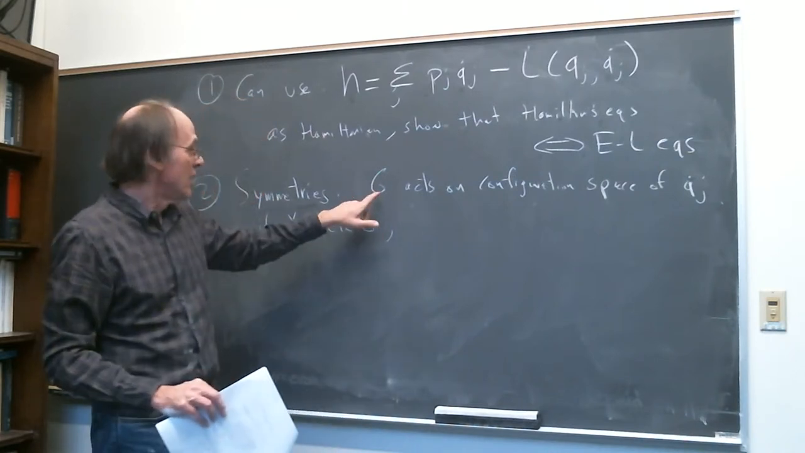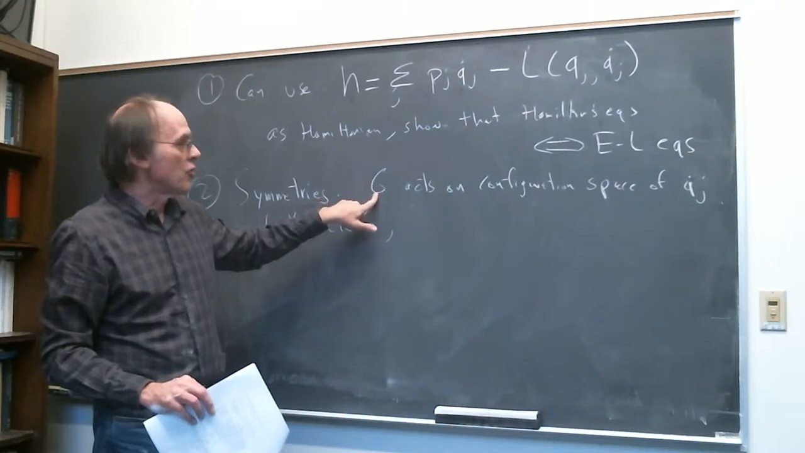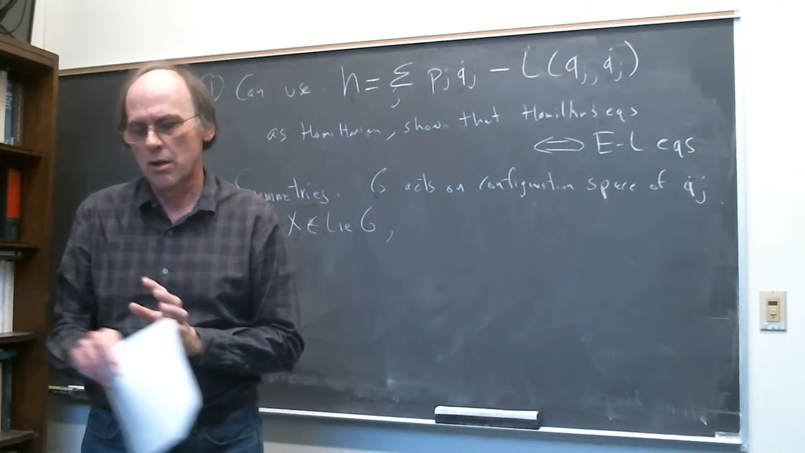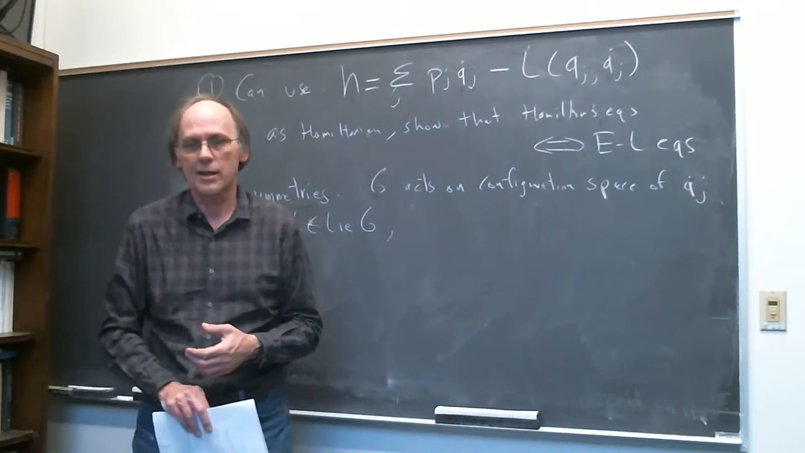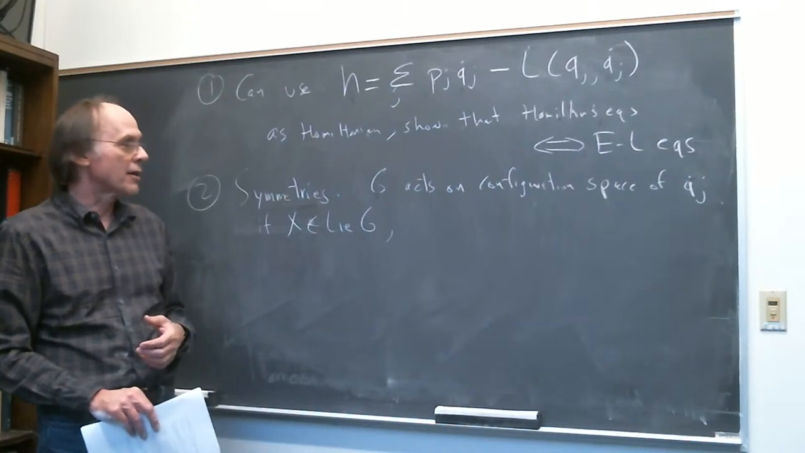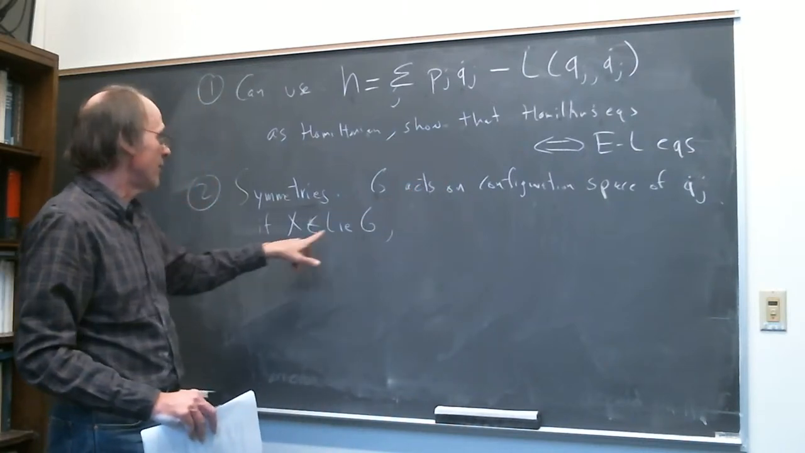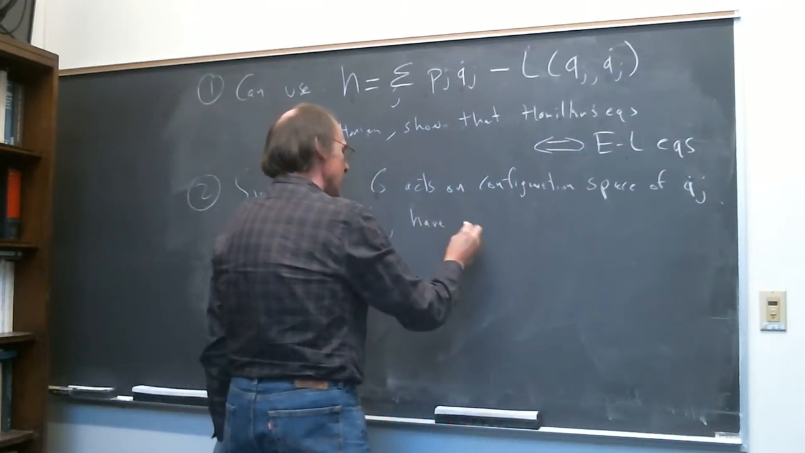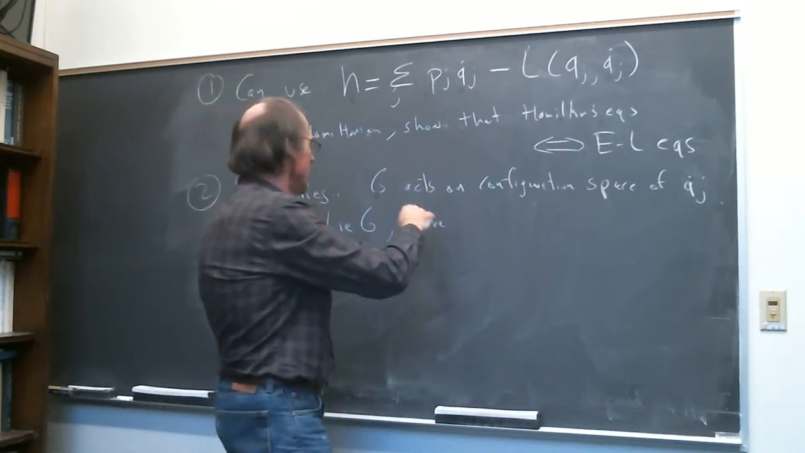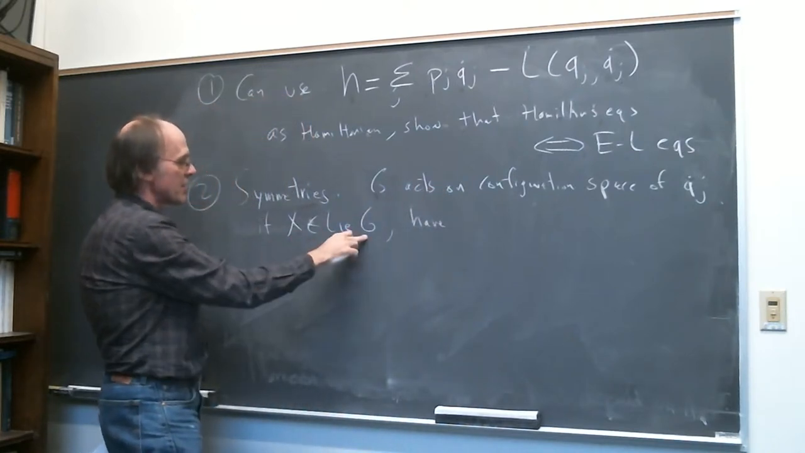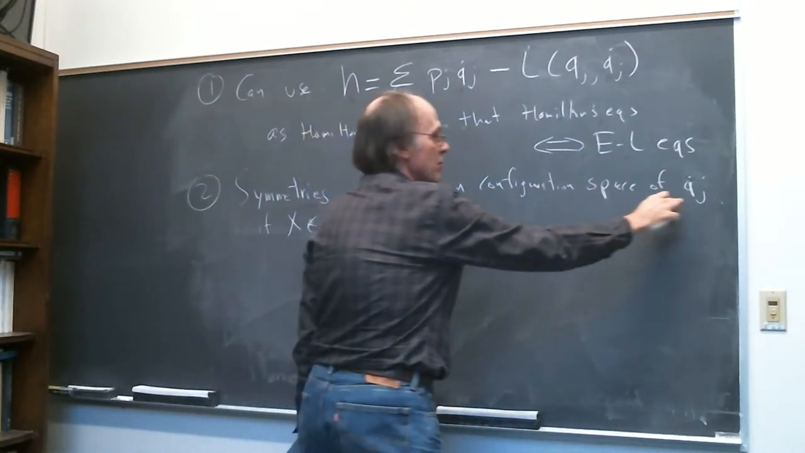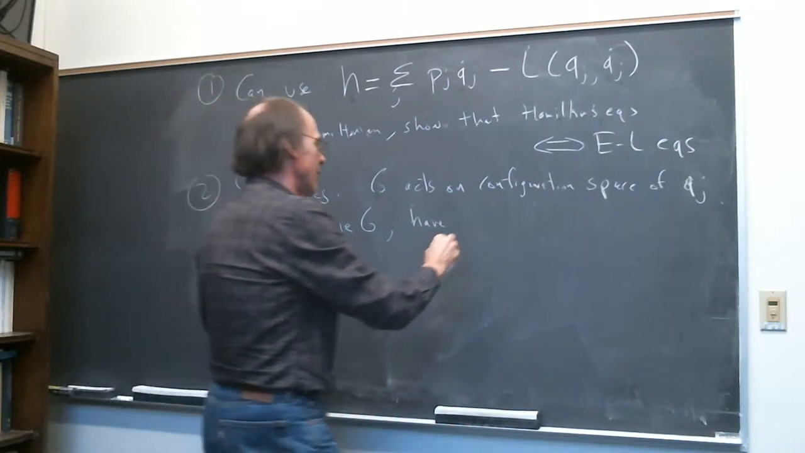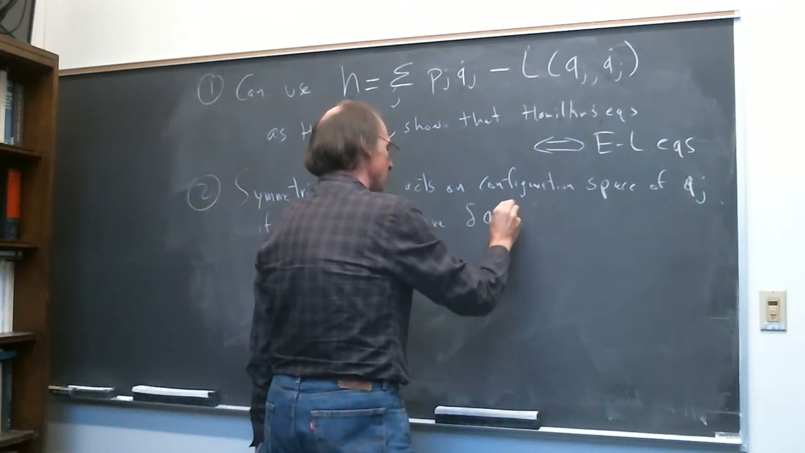So you want to look at groups that act on the configuration space. For instance, things like rotations and translations, the Euclidean group, is going to be one thing, and you may have other groups that act on your configuration space. But then if X is in G, you're going to have some infinitesimal variation away from the identity, some infinitesimal variation of the Qs. You have delta Q_j of X.